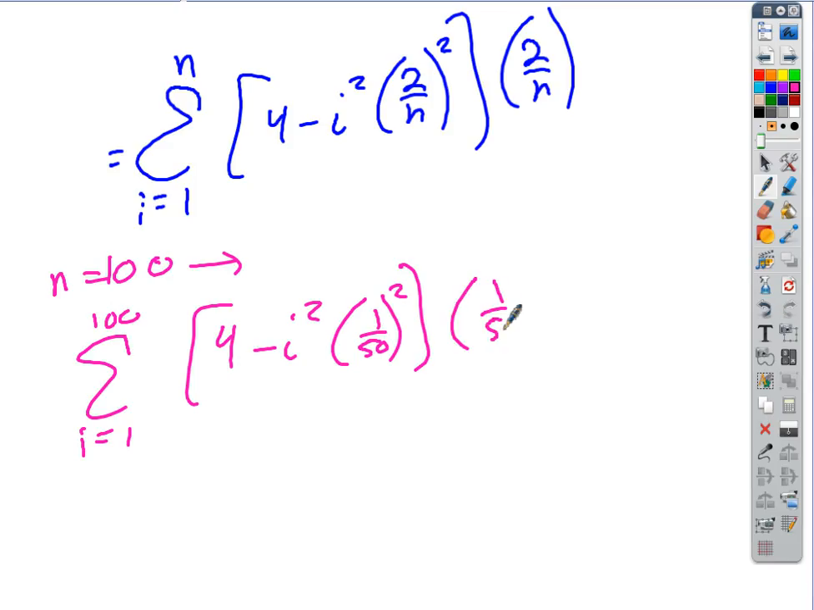That's all we have to do is add that up. Now, we could do this manually. We could say when I is 1, what does that equal? Plus when I is 2, what does that equal? Plus, we don't want to do that, though. So your graphing calculators, I'll show you how to do this trick on your graphing calculators.